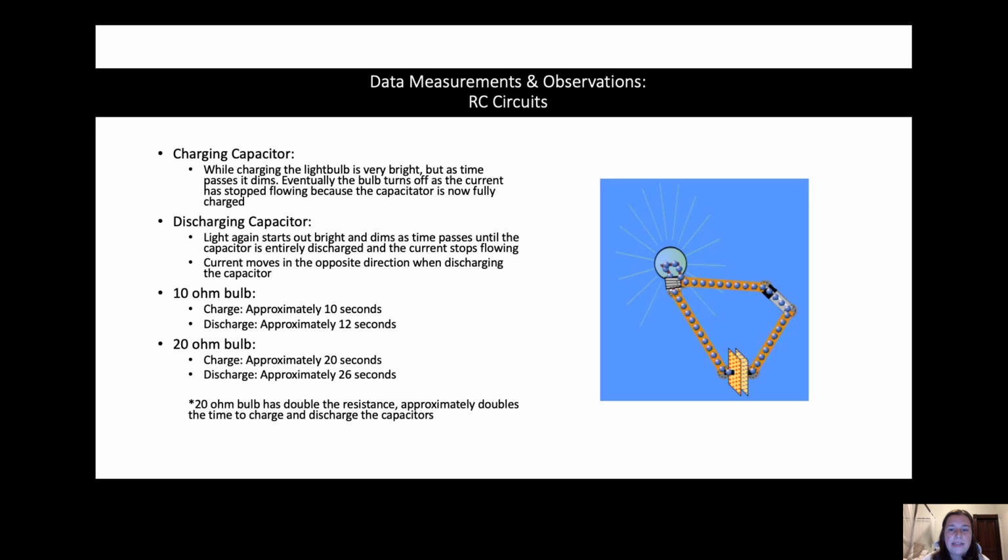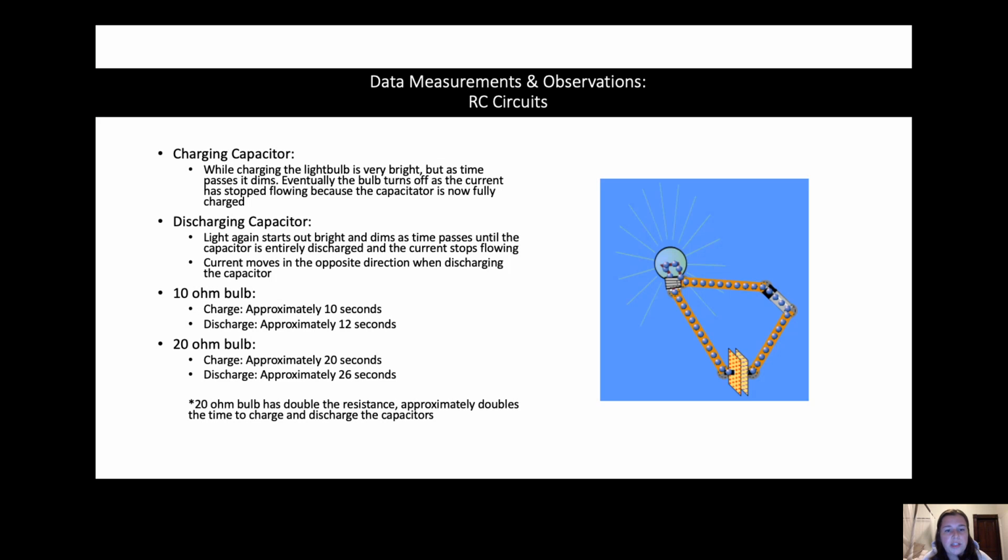Looking at charging and discharging a capacitor. The capacitor will first start out where the light bulb is very bright, but as time passes, it dims and eventually turns off because the current has stopped flowing, as the capacitor is now fully charged. In the discharging simulation, the light again starts very bright and dims as time passes until the capacitor is entirely discharged and the current again stops flowing. This time, though, the current is moving in the opposite direction when discharging the capacitor.